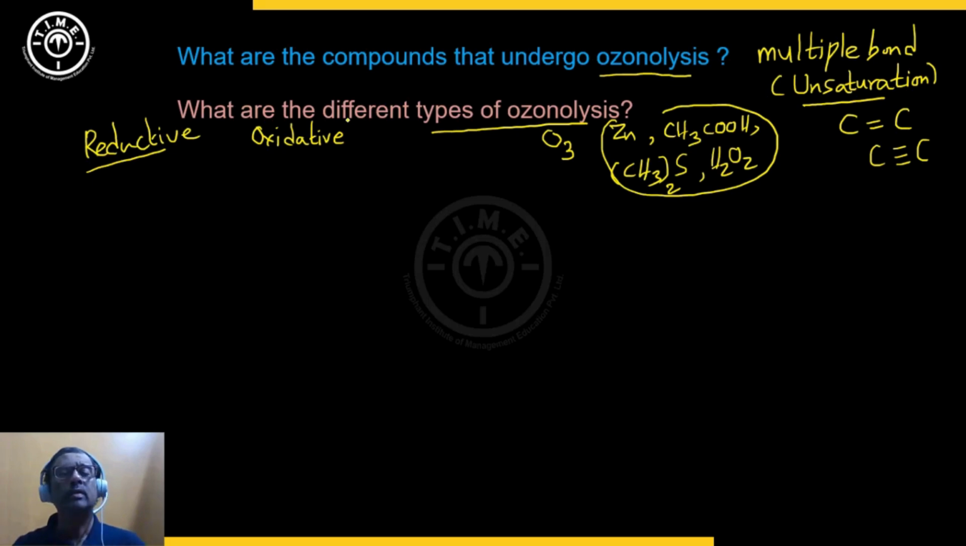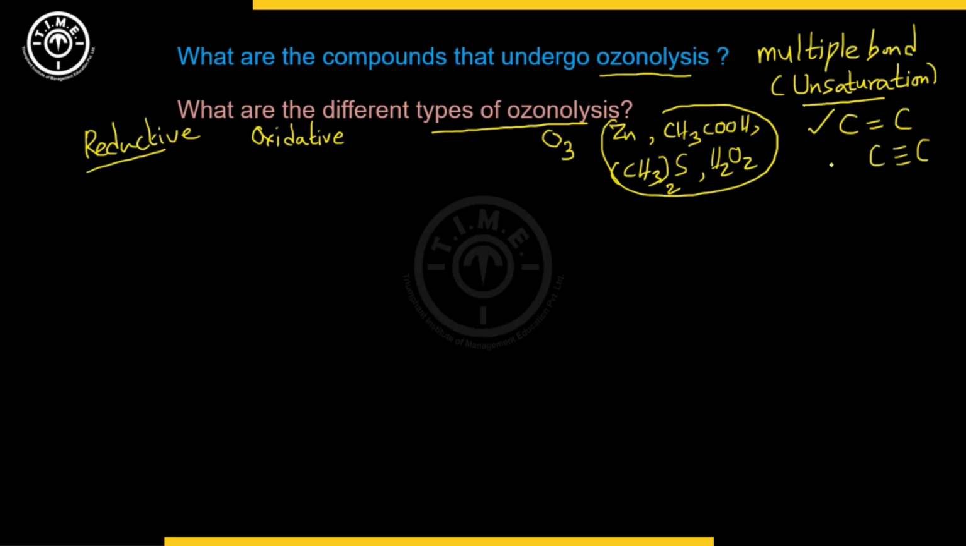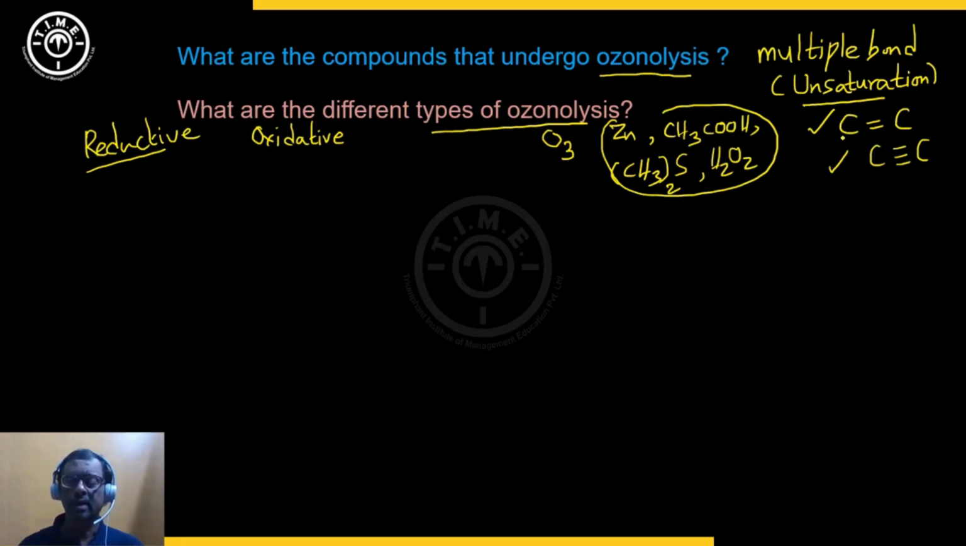So the second question is also being answered for the student. Different types of ozonolysis are reductive or oxidative, and they can be done on alkenes or alkynes, because there is a C double bond C in an alkene, and there is a C triple bond C in an alkyne.